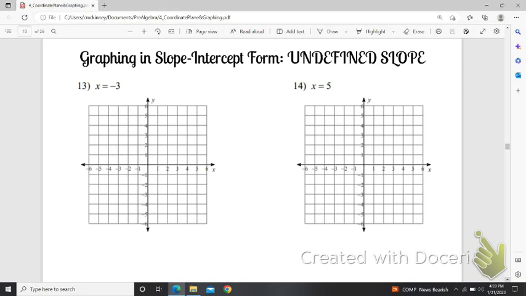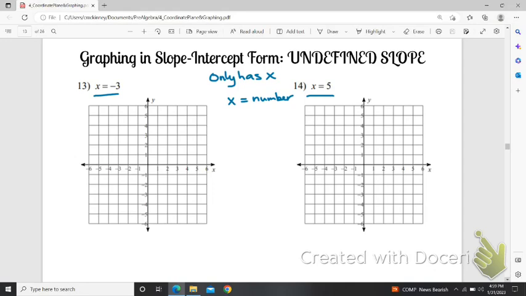So, these are all going to be slopes that are undefined. And these lines, you might notice, they look different. They don't have very much information, right? So when we have an equation that only has x, it's just x equals some number, right?